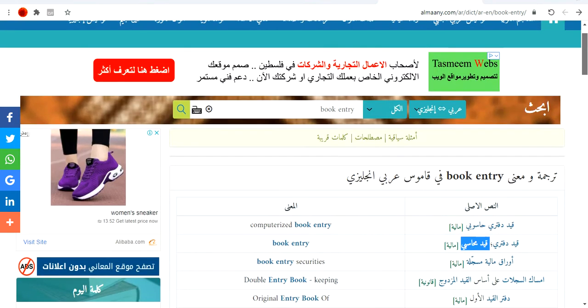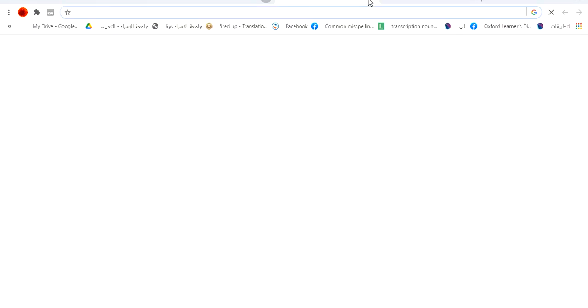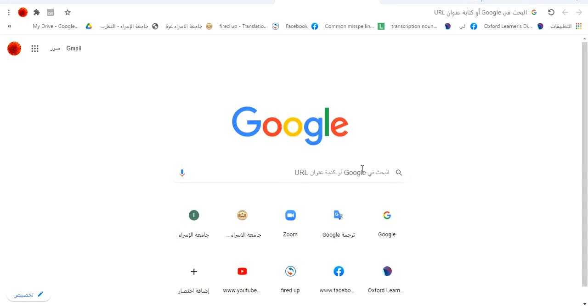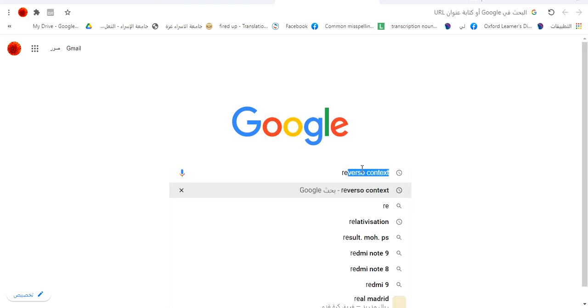Now there is another dictionary that provides more context. Its name is Reverso Context. Here, let me use it.